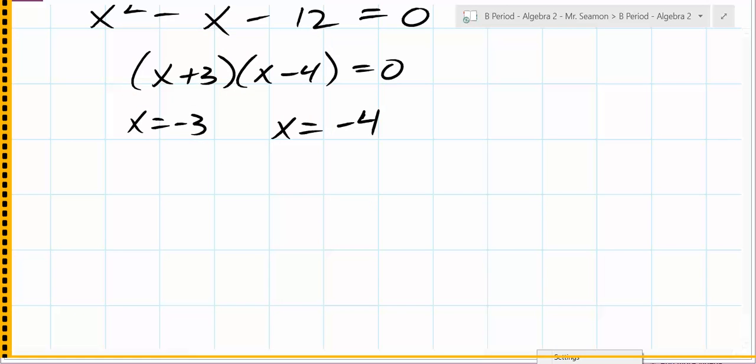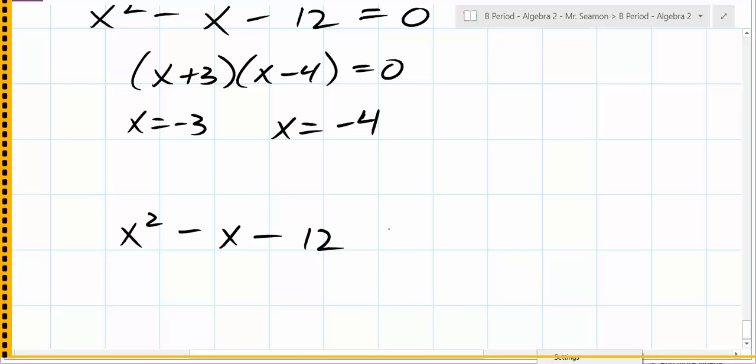Correct. So let's change one thing about this. Let's say I asked you this right here, and I said, where is this greater than 0? A real number can be greater than 0, it can be less than 0, or it can be equal to 0. So what do we know already?